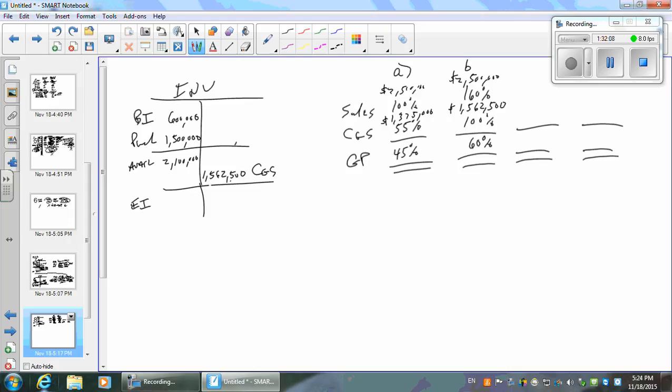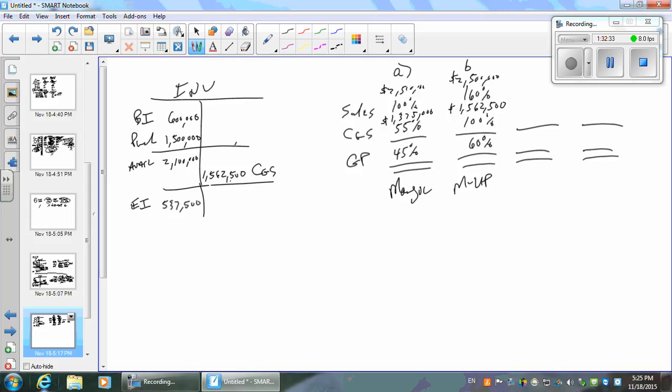Then you take your 1,562,500 away from the 2,000,000. What do you get? 437,500. How many of you have that one? Fewer? Ah, the markup gotcha. This is a markup. This is a margin. Right, gang? Are we good?